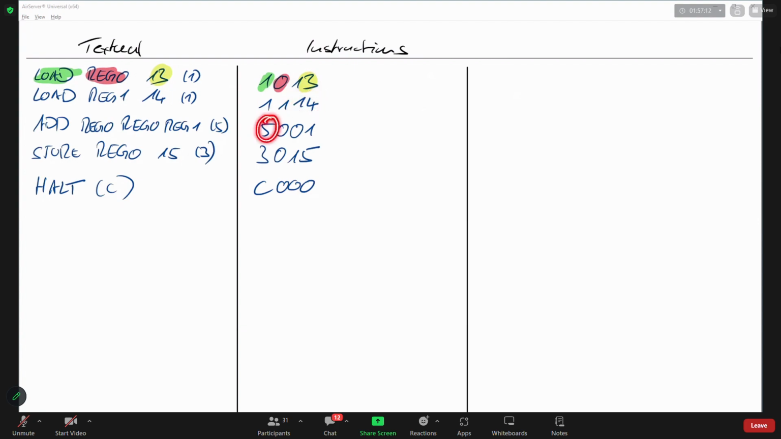Then we are adding. We are storing the result in register 0, and we are adding register 0 and register 1. So those two. Then we are storing the value from register 0 in memory cell 15, and then we are ending our program.